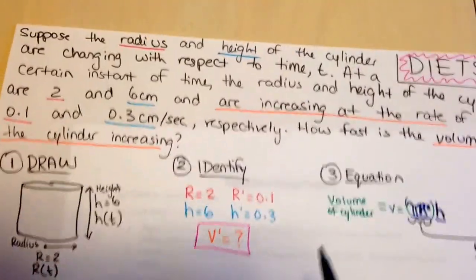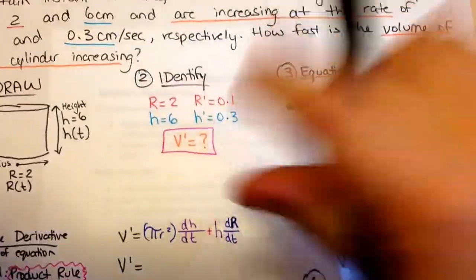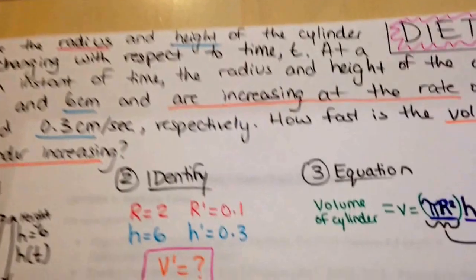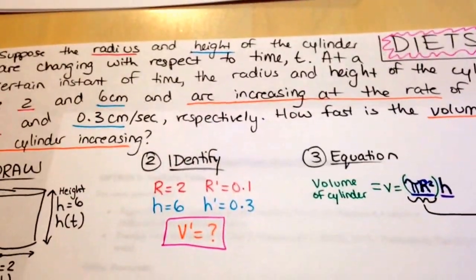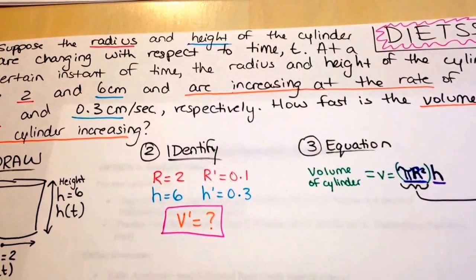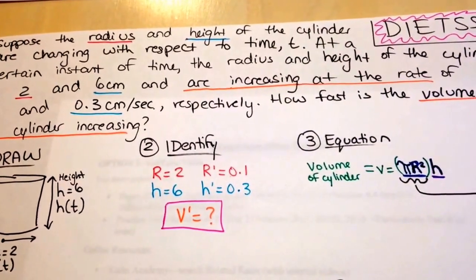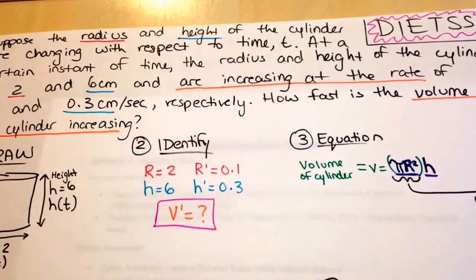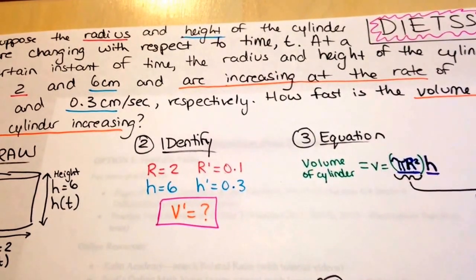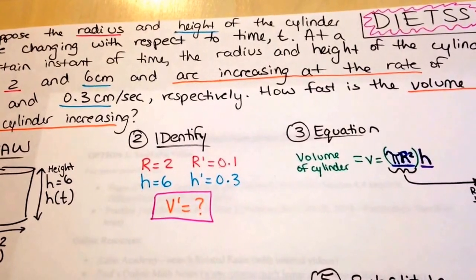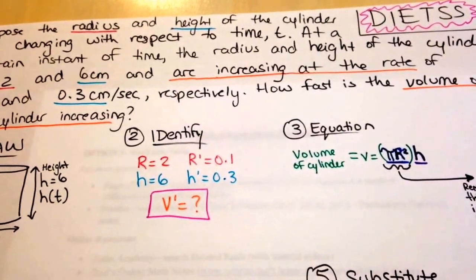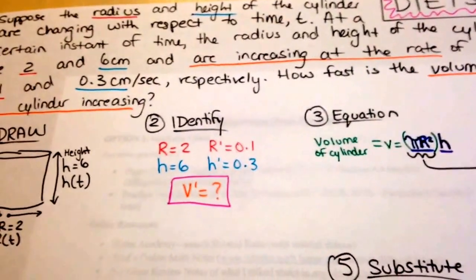So the word problem I'm going to use now is this one. Suppose the radius and height of the cylinder are changing with respect to time t. At a certain instant of time, the radius and height of the cylinder are 2 and 6 centimeters and are increasing at the rate of 0.1 and 0.3 centimeters per second, respectively. How fast is the volume of the cylinder increasing?